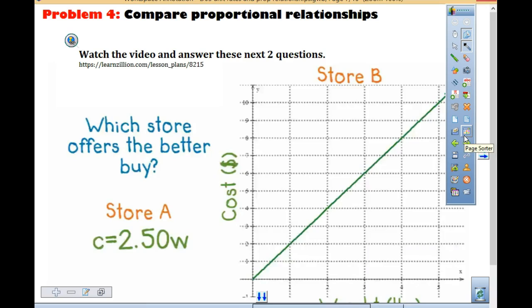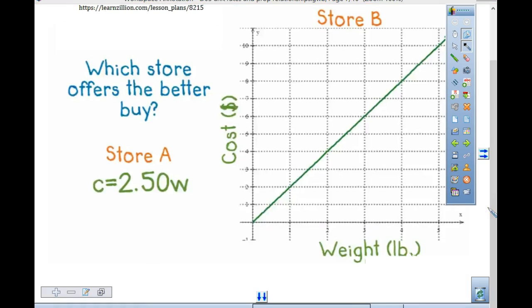So now we're going to be asked to compare two things, and this is what a lot of your homework says. Which one is a better buy? So they're going to talk about this in this next video, and it's not real long, but when you look at it, can you tell if you are looking at store B, the unit rate? Can we tell by looking at 1? What is the unit rate for store B?